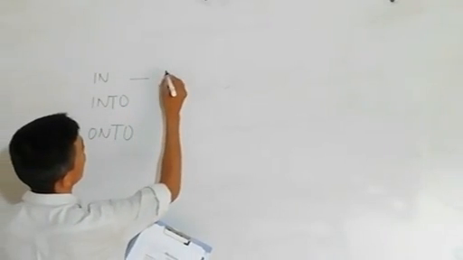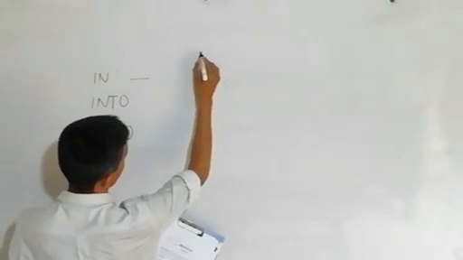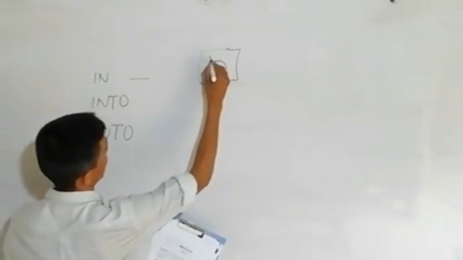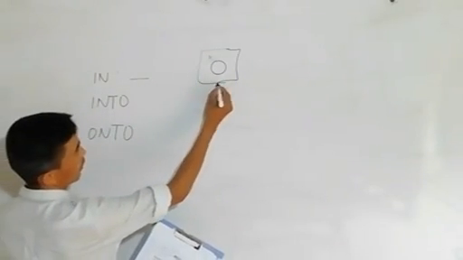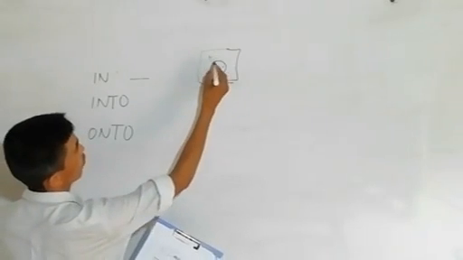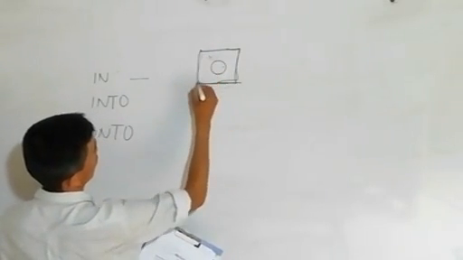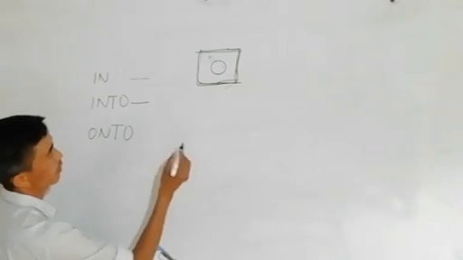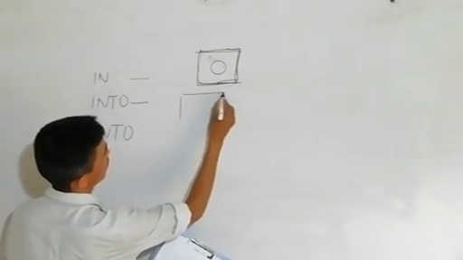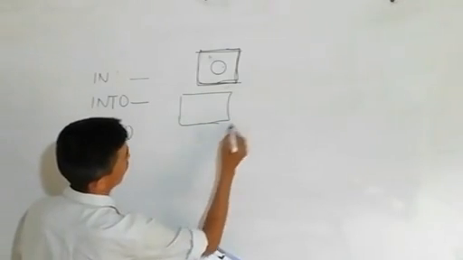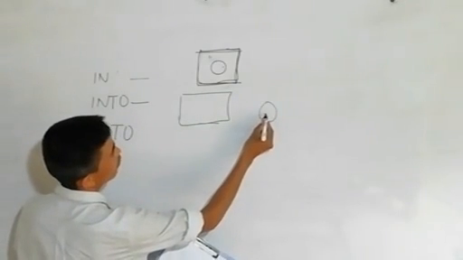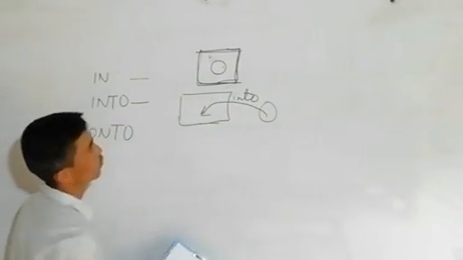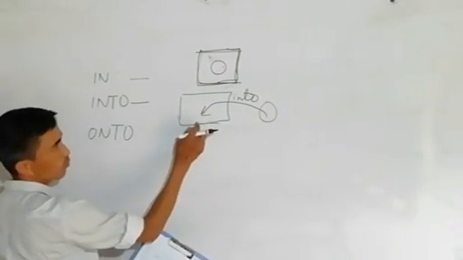In: the ball is in the box. This is the box. The ball is in the box. What about here? Here we have a ball. I throw the ball into the box. Into. I throw the ball into the box.